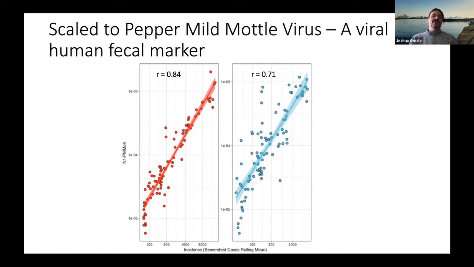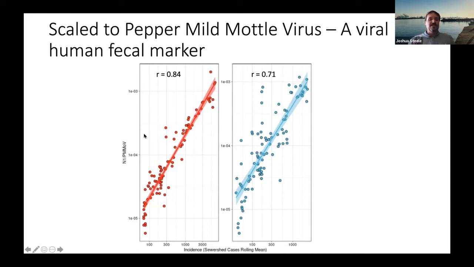So we picked a viral human fecal marker, which is the pepper mild mottle virus. This is not a human pathogen. This is a pepper pathogen. But we find it everywhere we look in Southern California, and frankly, it's almost everywhere we look in the country. We all eat a lot of peppers and hot sauce, apparently. But it passes through us when we eat anything made from peppers.